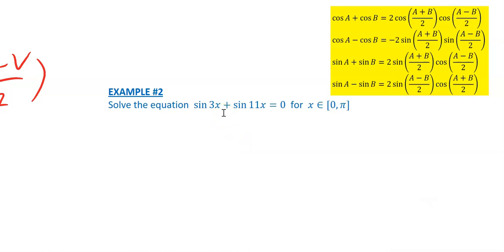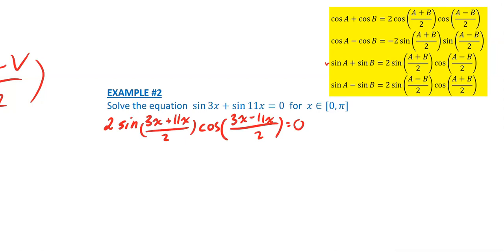And that means they're multiplied together, right? And if two things are multiplied together and they're equal to 0, the null factor law tells us that one or the other must be equal to 0. So that's a great reason to be able to do this. Now, looking through my four sum product identities, I see this as sine something plus sine something else. So I'm going to have to use this one again. And I'm just going to sub in 3x for A and 11x for B, and away we go.